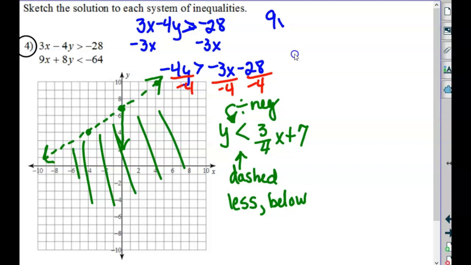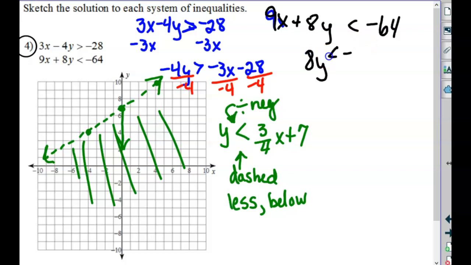All right, the other line, 9x plus 8y is less than -64. If I subtract 9x over to the other side, this time I'm dividing by an 8. That's positive, so it doesn't flip.